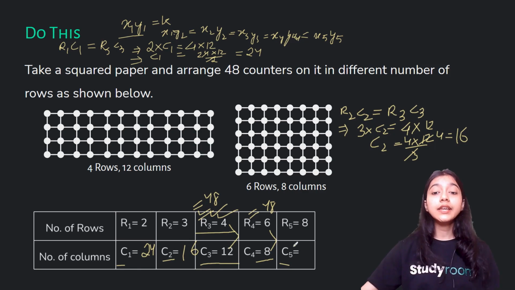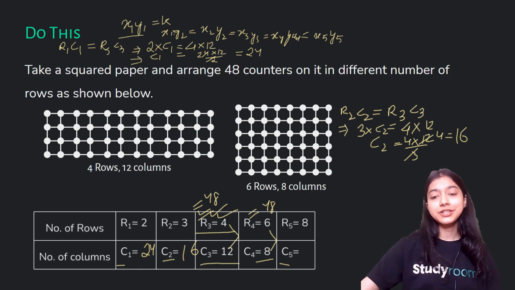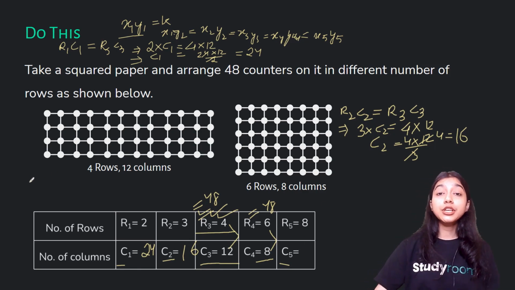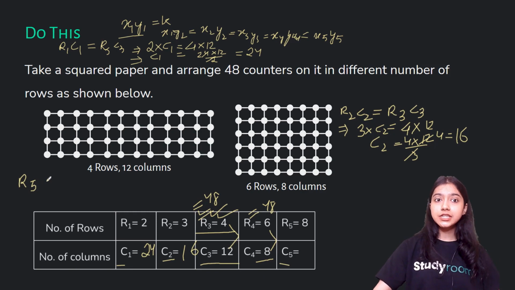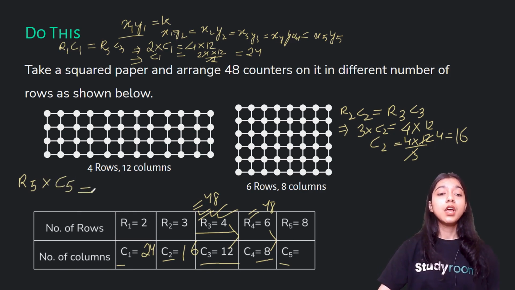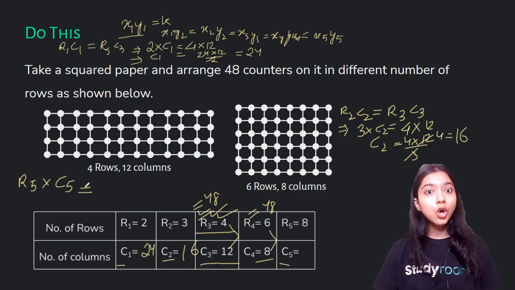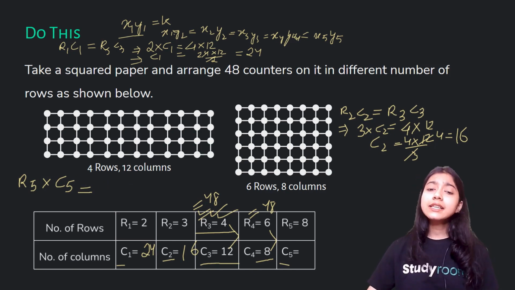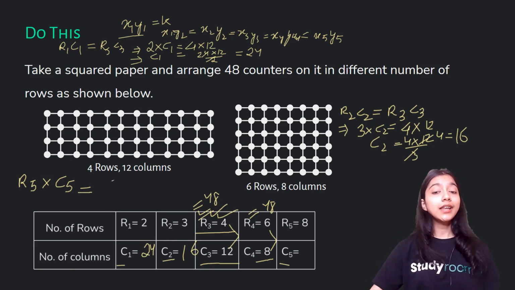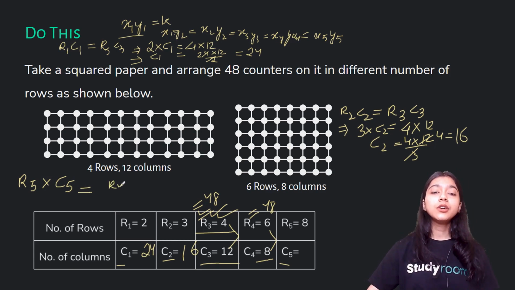Now we have to calculate C5. This is the last calculation that we have to do. So let us take the ratio of this one, that is, the product of the first variable R5 with the second variable, that is C5. Now this product will be constant with a known quantity. Let us this time take R4 and C4, so it will be equal to R4 multiplied with C4.